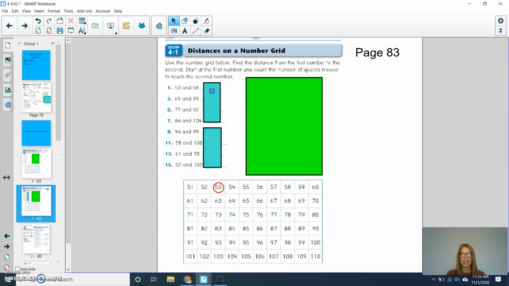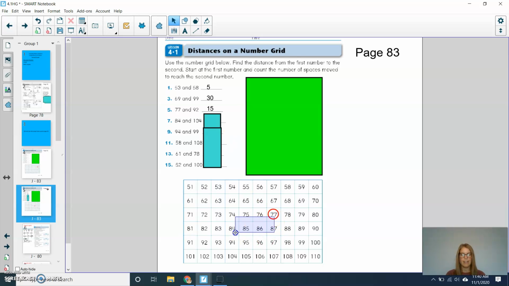All right, second graders, we already talked about the first one from 53 to 58, and we knew that that was 5. We talked a little bit about the second one, going from 69 to 99. So again, I would count 10, 20, 30. So I should have 30 for my distance. To go from 77 to 92, I'm going to put my token on 77. I'm going to drop down to 87, which is going to be 10, and then I'm going to start counting by ones. 11, 12, 13, 14, 15. So to go from 77 to 92, it was 15.